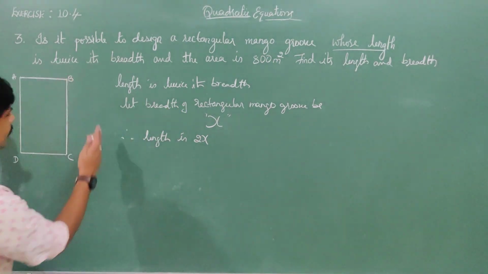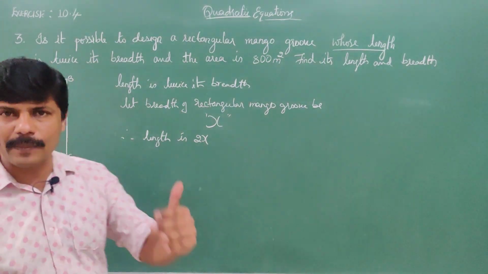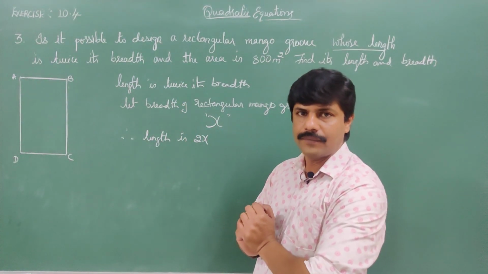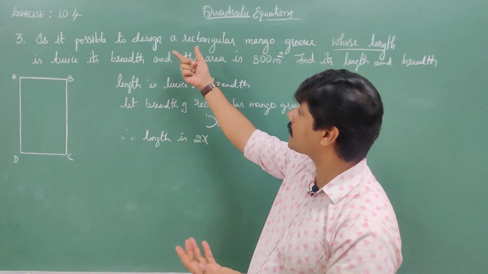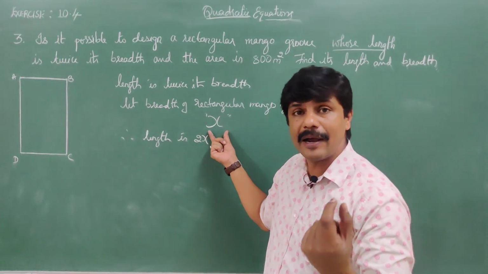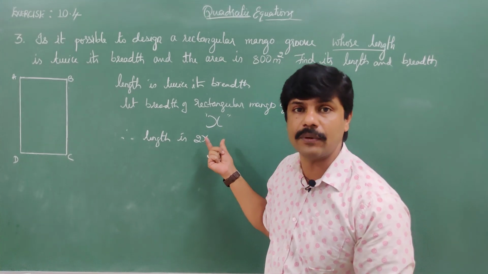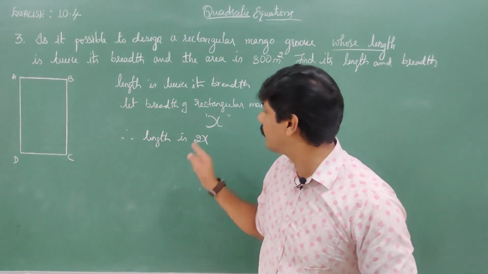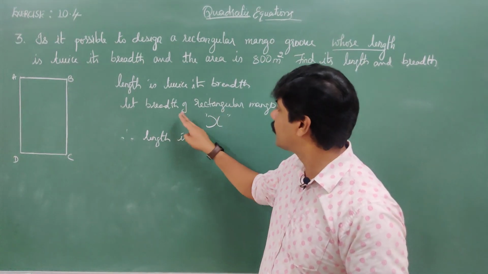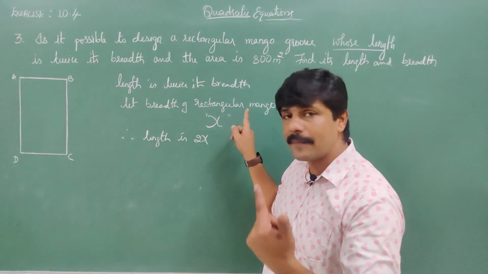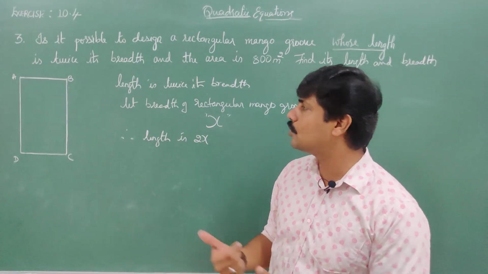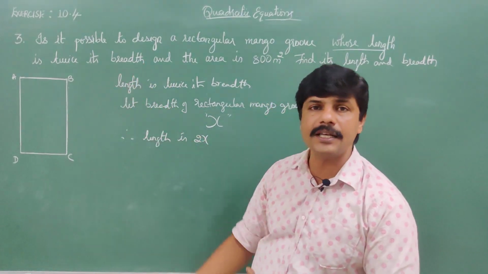In this diagram, suppose ABCD is a rectangular mango grove. We are going to consider whether it is possible or not. To decide, we have to get the value of x as positive. If it is negative, then it is not possible. If x becomes positive, then automatically the length becomes positive, and we can say that it is possible to design.